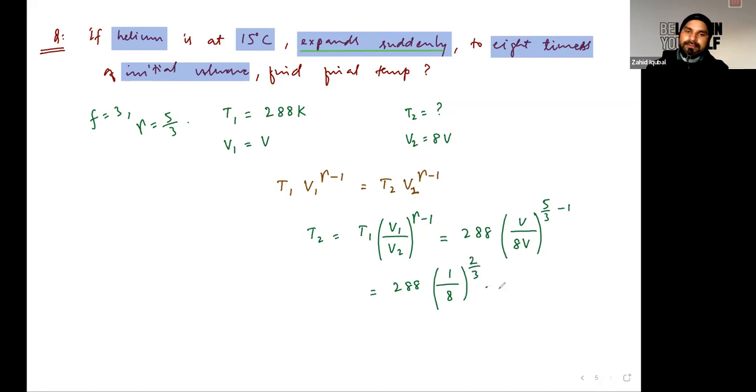So you may write 1 by 8 as 2 to the power 3, and further raised to 2 by 3. So 3 and 3 will cancel out. So you'll get 288 multiplied by 1 by 2 squared. So it will become 1 by 4. 4 into 7 is 28, and 4 into 2 is 72 Kelvin. So this will be your final temperature in terms of Kelvin. If you have to calculate in degrees Celsius, it will be minus 201 degrees Celsius.